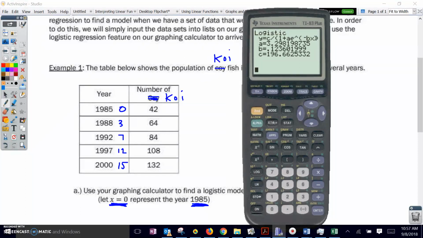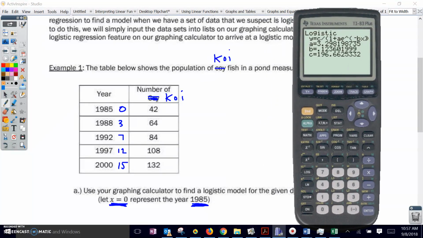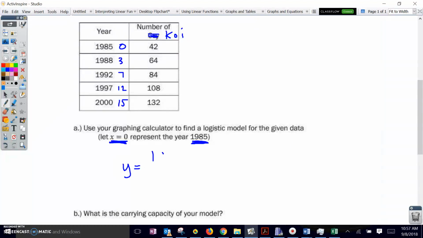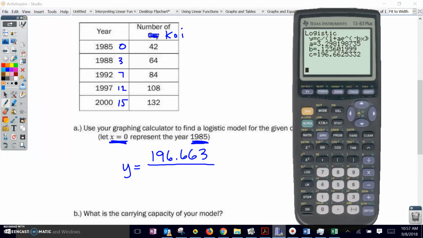And now we have our numbers that we can fit into our logistic model. And we're going to copy those over using the template that's provided for us. Since it says y equals c over the quantity 1 plus a e to the negative bx, we're going to substitute the numbers in accordingly. So y is equal to 196.663 over 1 plus a, and a is going to be 3.298.